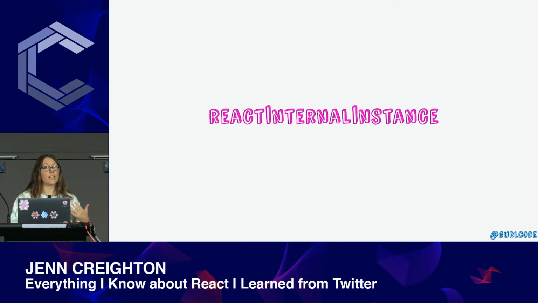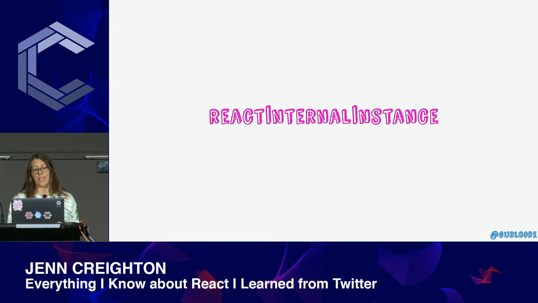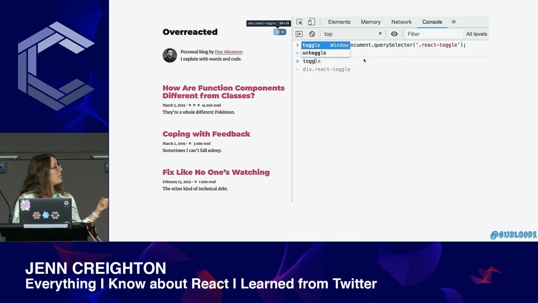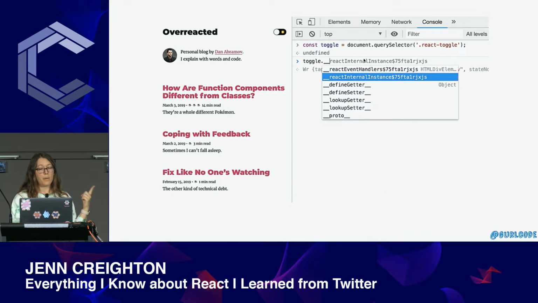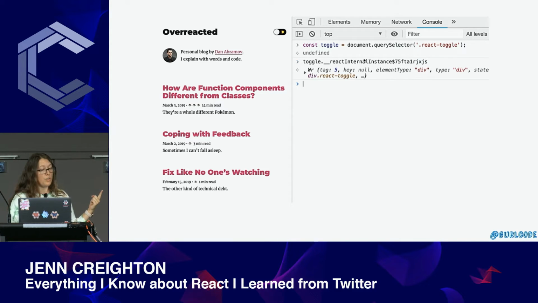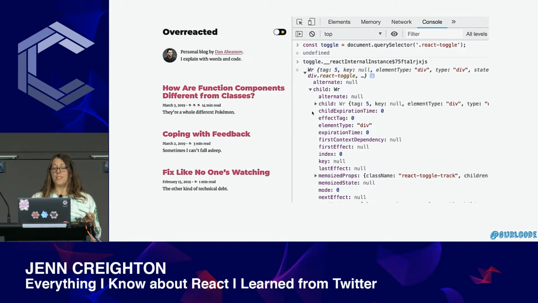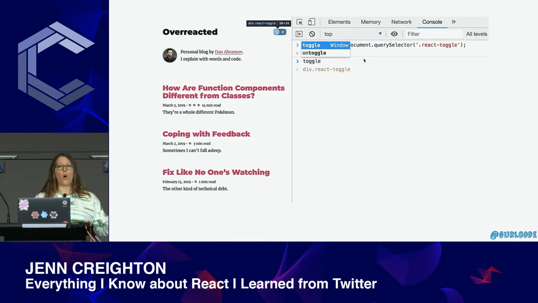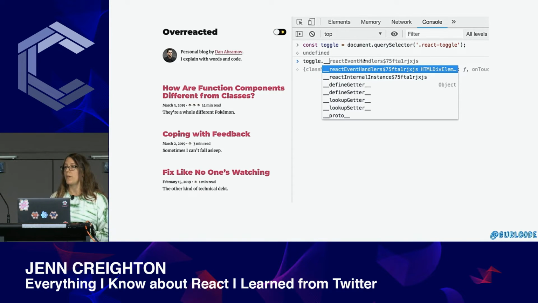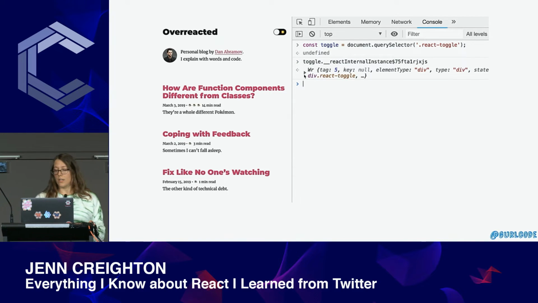By the way, if you want to explore Fibers in your own application or someone else's, you can do so using the React internal instance key. So here I am on Dan's awesome blog, Overreacted, if you've ever read it. He goes very in-depth on things, but it's very, very useful. And you can see that I'm grabbing the toggle element and viewing its Fiber. And you can see how much information is on that Fiber. I'm not going to be covering all of the information that is on the Fibers because it is a lot that they have to keep track of, but we'll go over some of the core parts of it.